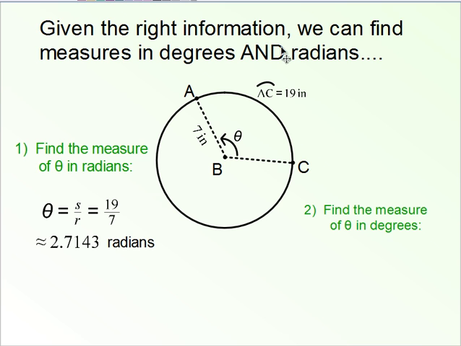If I want to find that measure in degrees, that will tell me the measurement of the central angle. Remember, I can take that number and times it by 180 over pi. And that's about 155.5 degrees. So this 19-inch arc in radians is about 2.7143. And that makes this central angle theta about 155.5 degrees.